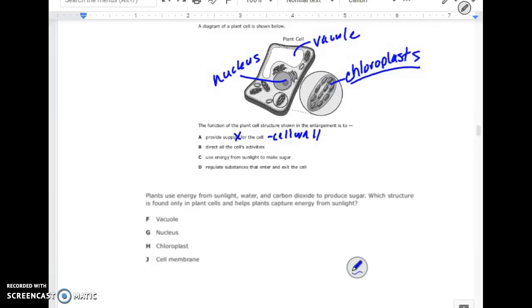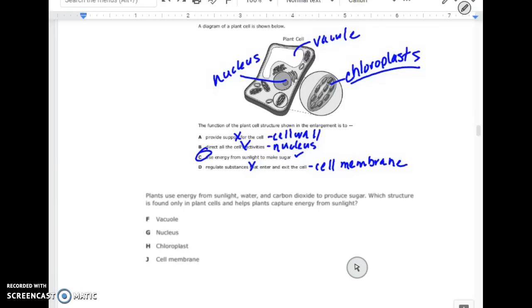Direct all the cell's activities. That's the nucleus. Uses energy from the sun to make sugar. Yes, that's exactly what the chloroplast does. And then regulates substances that enter and exit. No, that is the cell membrane. So our best answer is C.